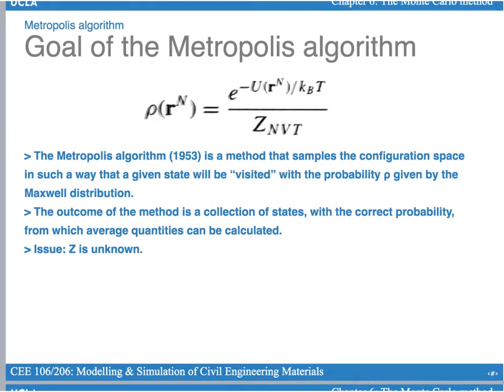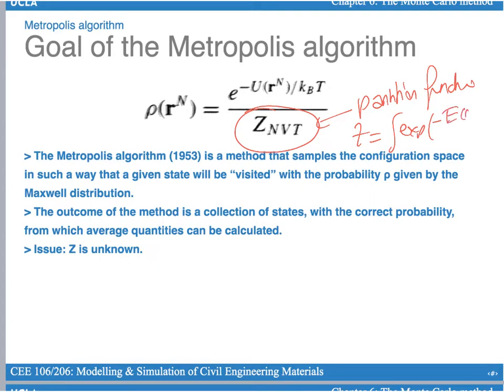The main problem is that if we directly try to apply the Monte Carlo method to solve this integral, there is still one term that we don't know, which is the partition function. This term here, Z, is equal to the integral over all the possible configurations of the exponential of minus the energy for all the possible positions of the atoms divided by kT, integrated over all the positions of the N atoms.